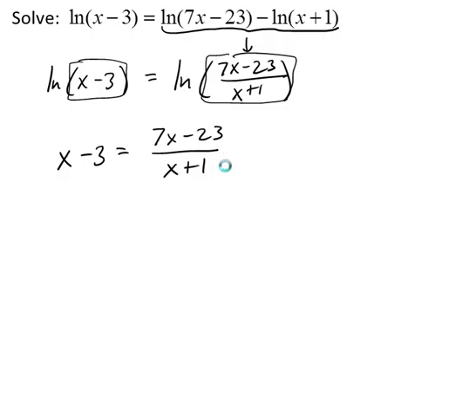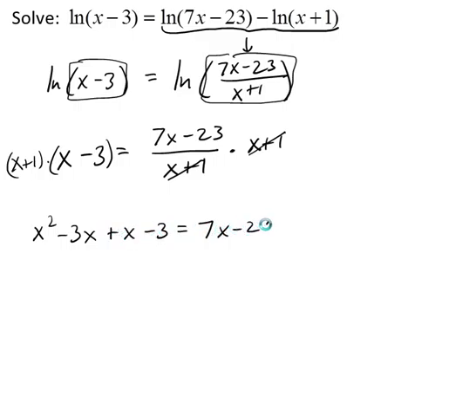So now to get the x by itself, we're going to multiply both sides by x plus 1. That'll cancel and get rid of that fraction over there on the right. So on the left, we're going to have to FOIL that out. So we get x squared minus 3x plus x minus 3 equals 7x minus 23.